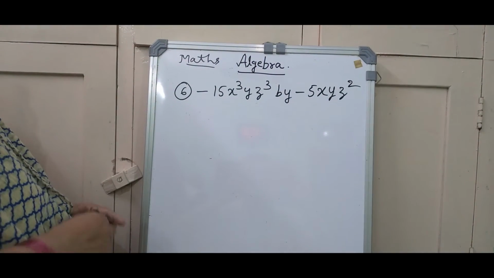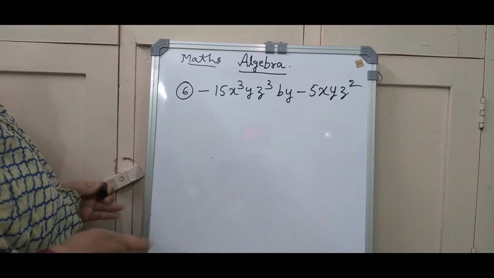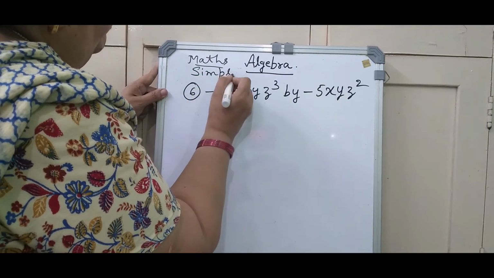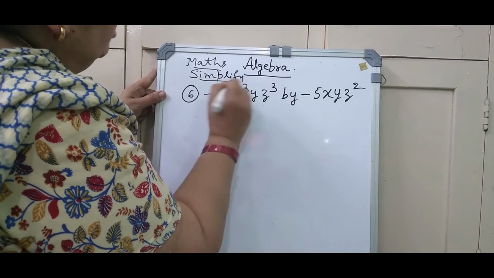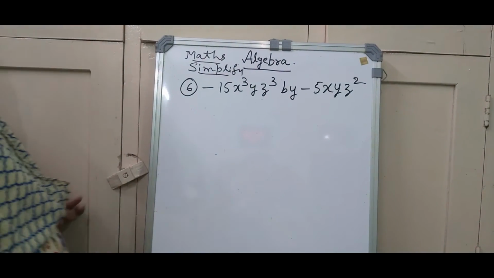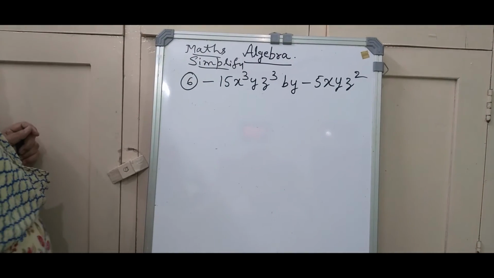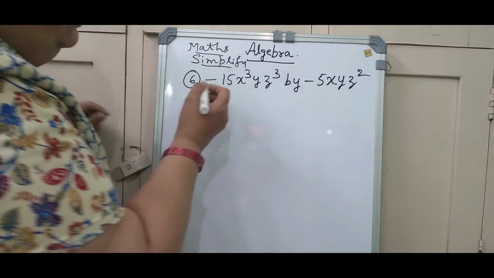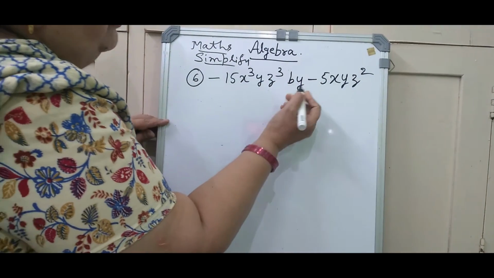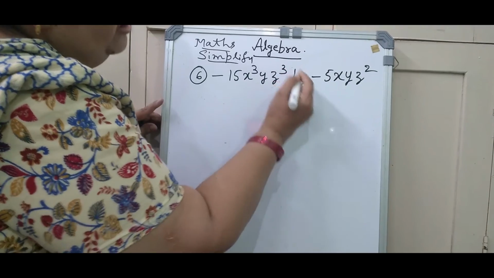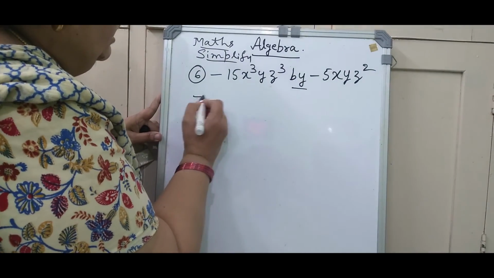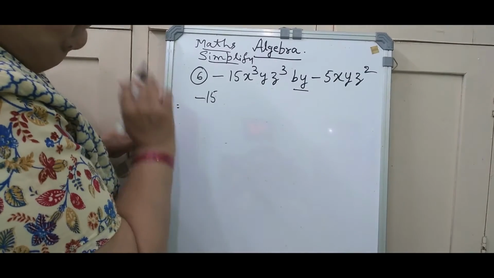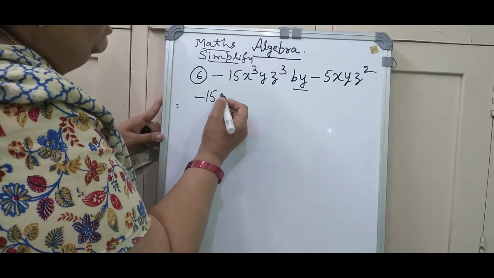And what will be the heading for these problems? Usually they will give it as simplify. They will give it as simplify or simplification of the algebraic terms. We can also write simplification of the algebraic terms. And here now, again, what is this by? By means again it is division only. So let us write this 15. Always we write the equal sign before writing anything here.